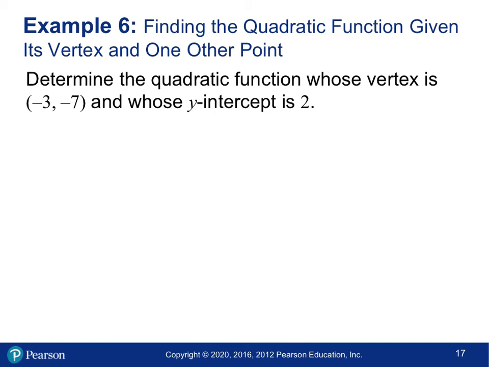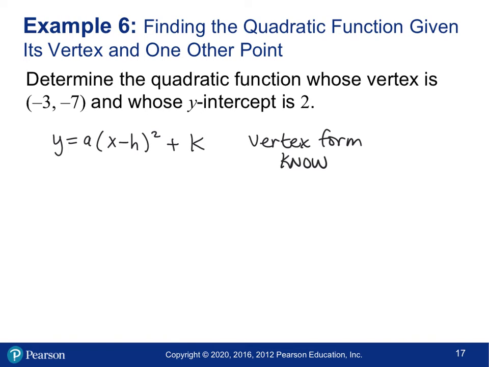All right, so on this one, they want us to determine the quadratic function whose vertex is negative 3, negative 7, whose y-intercept is 2. So on this one, you need to know the form of the equation. y equals a times (x minus h) squared plus k. Okay, that's our vertex form. You need to just know that. You also need to know that the vertex is your h and k. So our h and k for this problem is negative 3, negative 7.